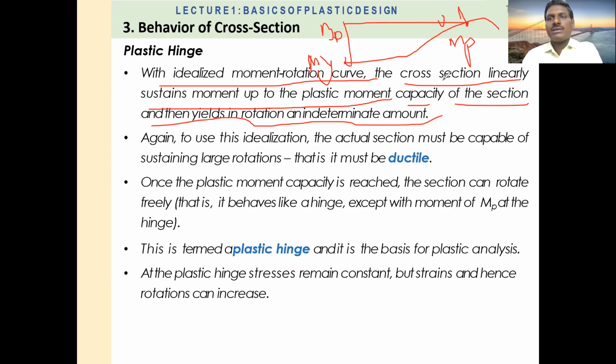So that behavior we can show by changing the cross section. Again, to use this idealization, the actual section must be capable of sustaining large rotation. That is, it must be ductile. It means what? When your member is under the loading condition in the plastic zone, the more ductile your member. It means more strain is there, more elongation is there in this particular member. Ductility increases in the plastic zone and member goes to failure.